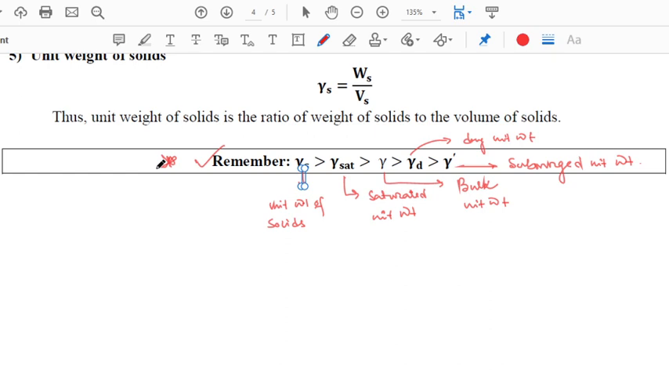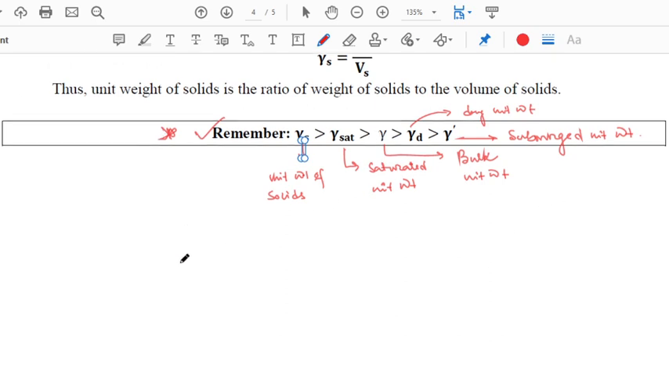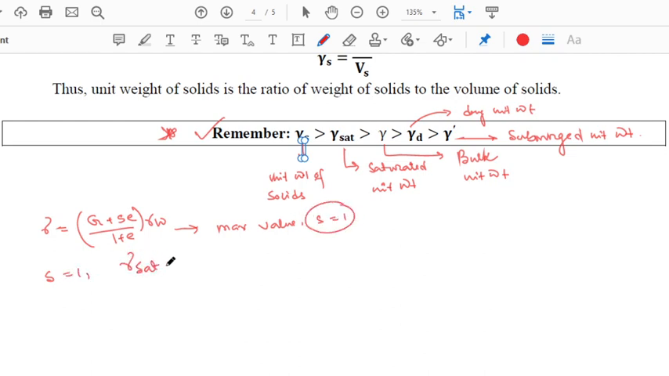But how it is coming, I'll just show you. Since gamma, the bulk unit weight, I already discussed that gamma can be written as (G plus Se) by (1 plus e) into gamma W. So this equation will have maximum value when S is equal to 1, giving gamma saturation, and it will have minimum value when S is equal to 0.